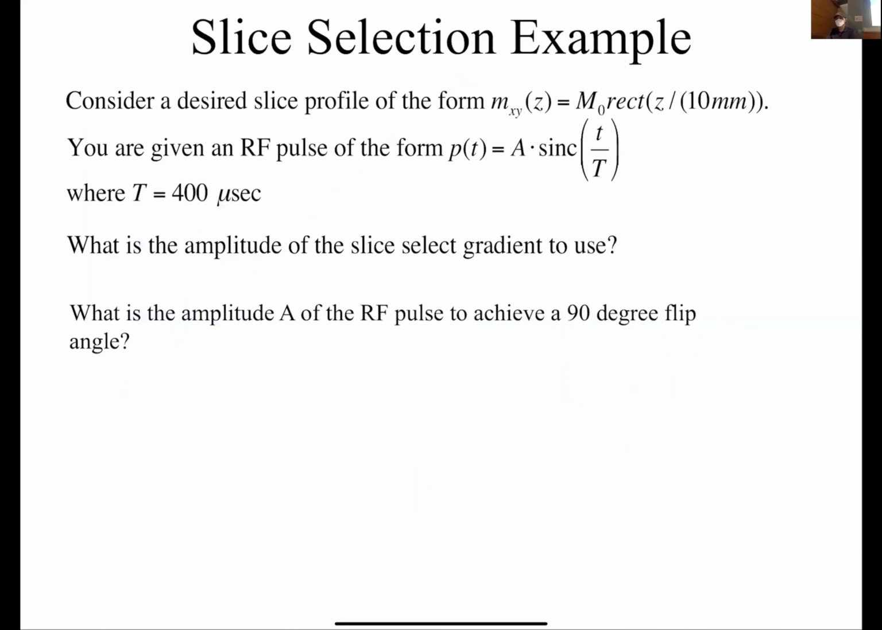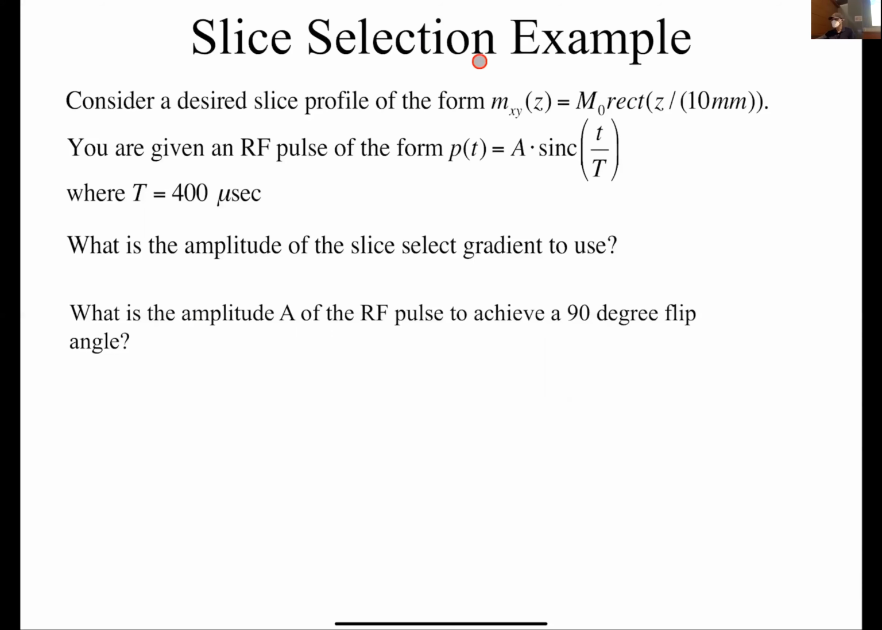Okay, so let's just walk through this and then we'll review it on Monday, just to give you a sense of what direction we're going to go. We want to build a little bit of intuition in how MR engineers design these pulses and what are the trade-offs they make.